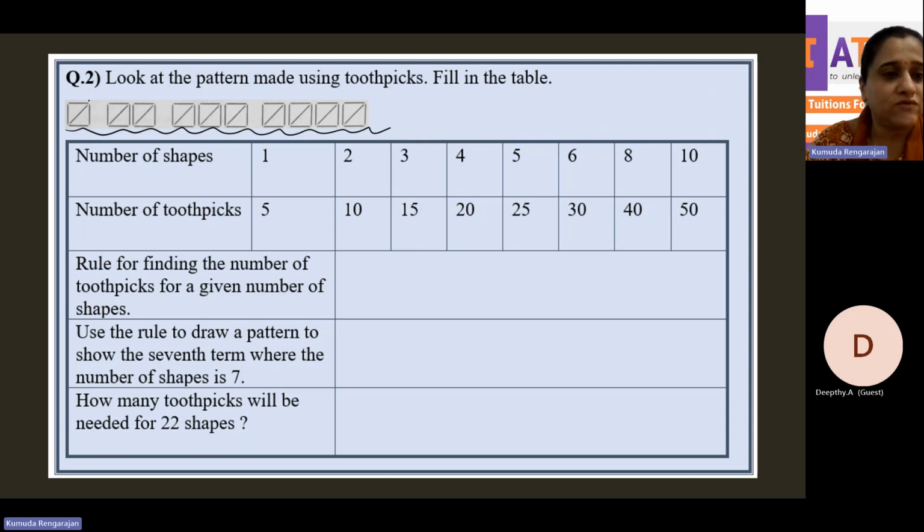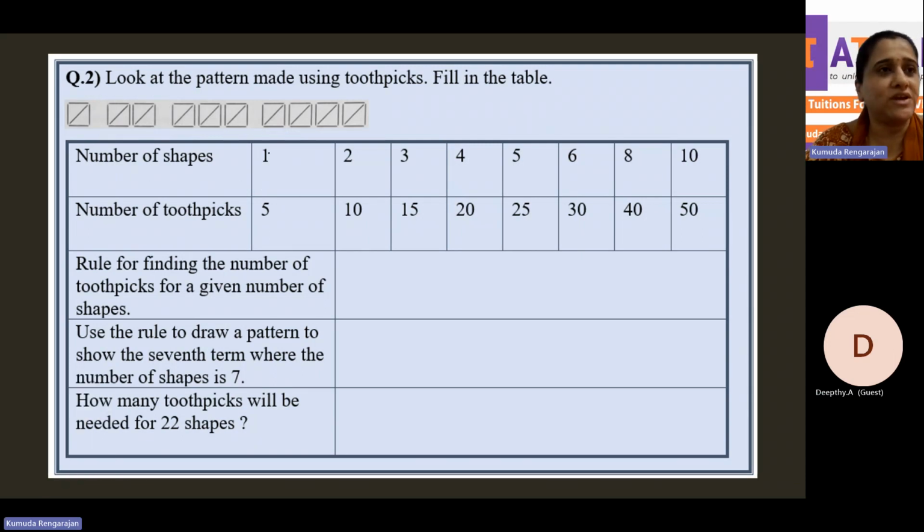Now, in the first term, how many toothpicks are used? 5. Okay, in the first term you have only one shape and 5 toothpicks are used. In the second term, 2 shapes, and 5 into 2, 10 toothpicks are used. Okay, fine. That's what you see here.